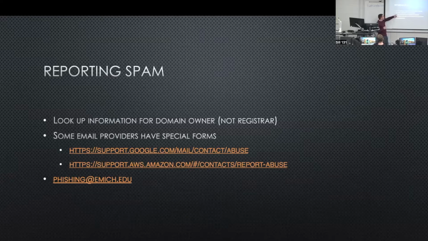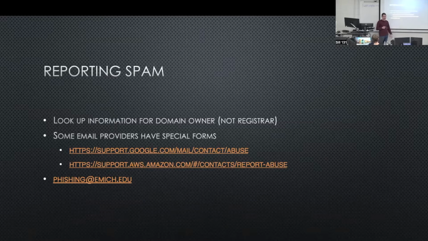So then she included some stuff here. This is where you can report spam for Gmail, for Amazon, and then this is the one that we have here at school, phishing@emich.edu. You can report any spam there, and they take that same approach: they won't just block that one address. They'll look at the IP, they'll look at a bunch of information, and block probably multiple addresses or multiple DNS links.